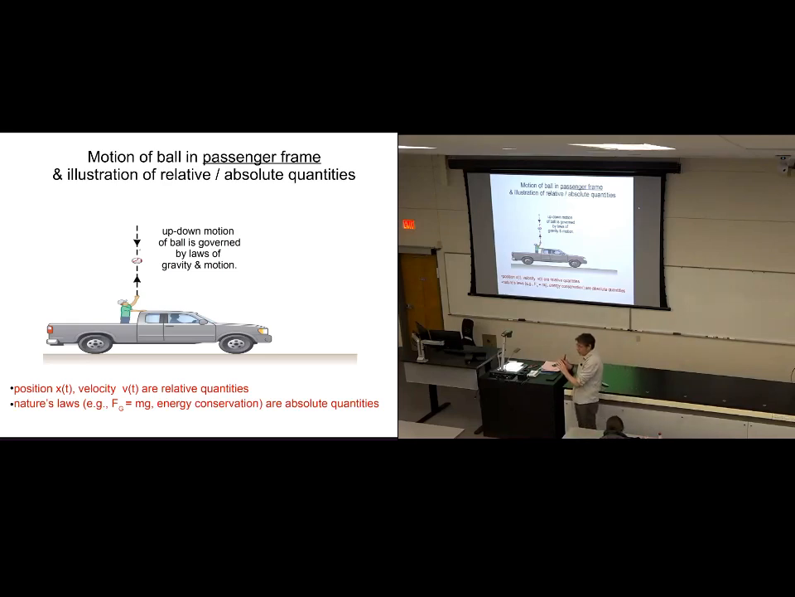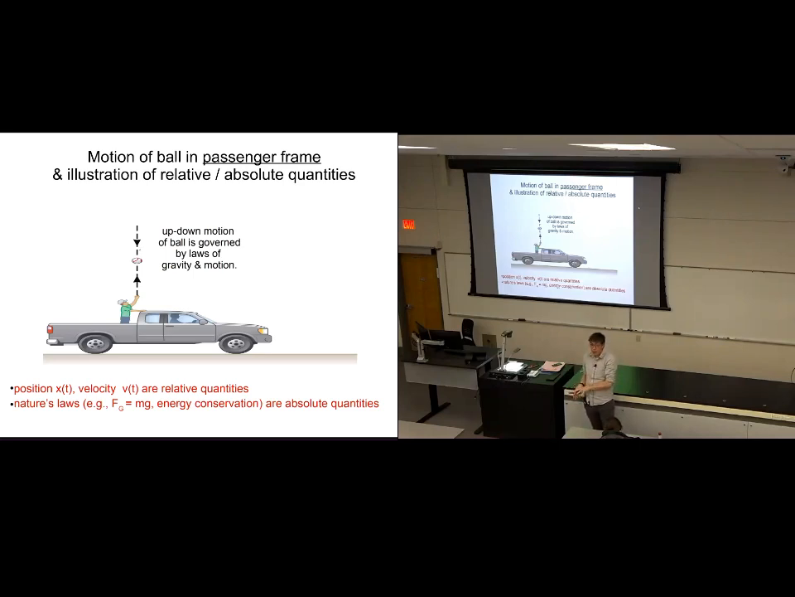In this reference frame, imagine we're in the passenger reference frame. We see the ball go straight up, vertically upwards, and come straight vertically back downwards. That's the path that we see. That path, the position of the ball versus time as it goes straight up and then comes straight back down, and also the speed and the direction, so the velocity of the ball as it goes straight up and comes back down, those are relative quantities.